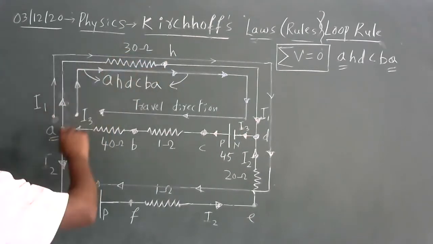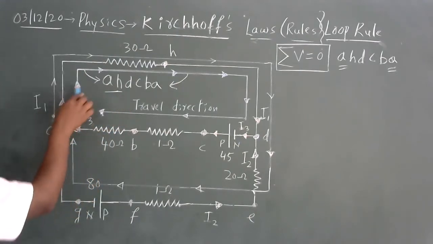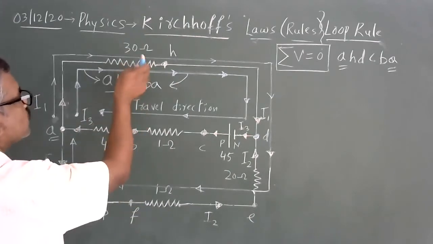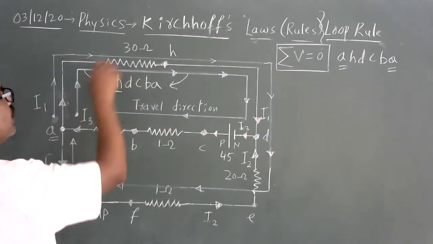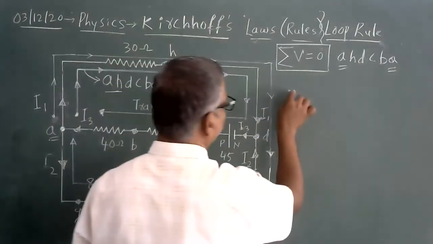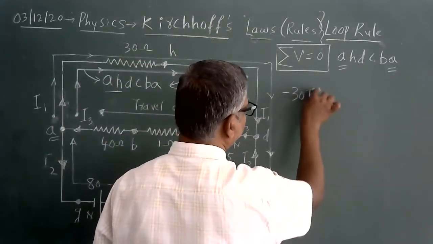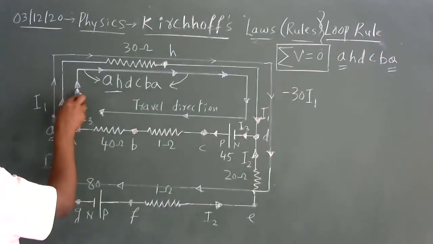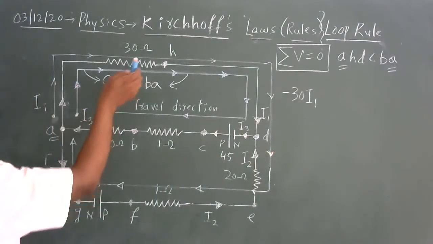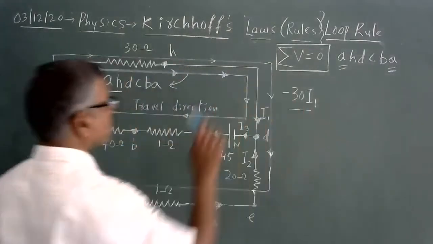When you traverse from A to H, the direction of current and direction of loop are one and the same. If both are in the same direction, the product, resistance into current, is called the potential difference. Current is I1, resistance is 30. The product is the potential difference, 30 I1. If the direction of the current and the direction of traverse are the same, the potential difference across the resistor should be negative. It is taken as minus 30 I1.